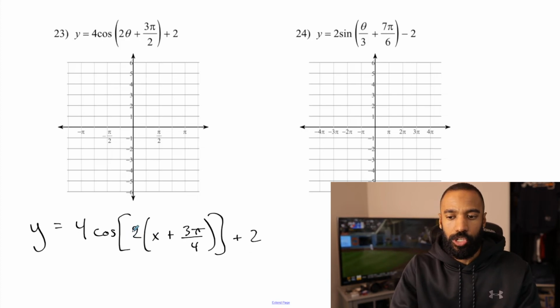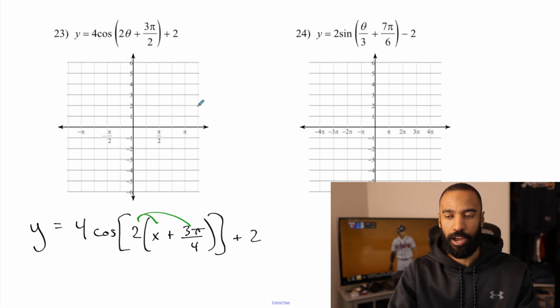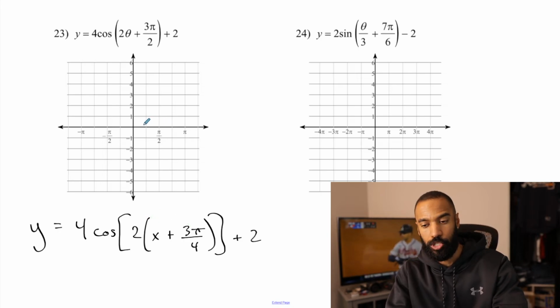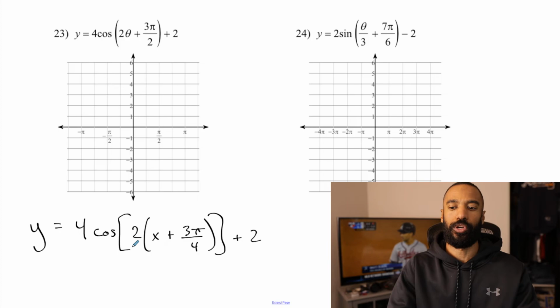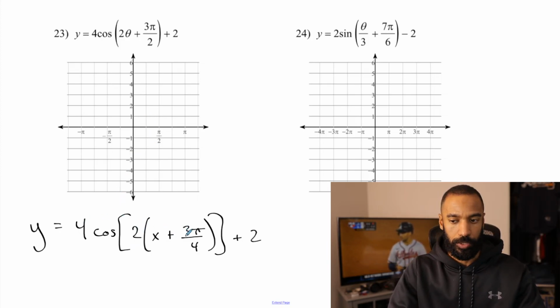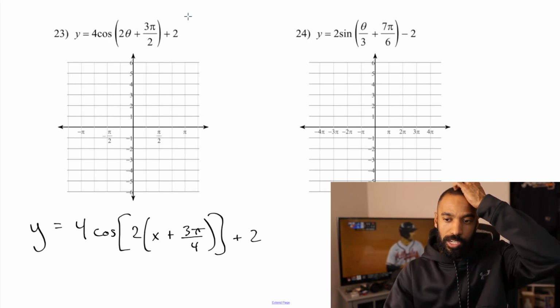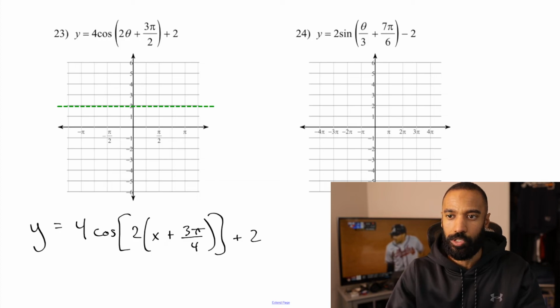When I factored this 2 out, I reveal the true h value. If I distribute this back in, 2 times 3 pi over 4 is 3 pi over 2. Pi over 4 is half of pi over 2, we know that. So 3 pi over 4 is half of 3 pi over 2. This is the true value of everything that we need here: your a, b, h, which is negative, and k, which is positive. And we're going to start there at that plus 2. Let's work from that plus 2. Y equals 2 right there.